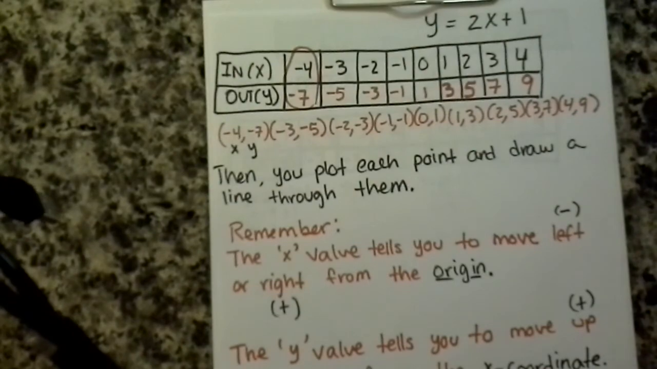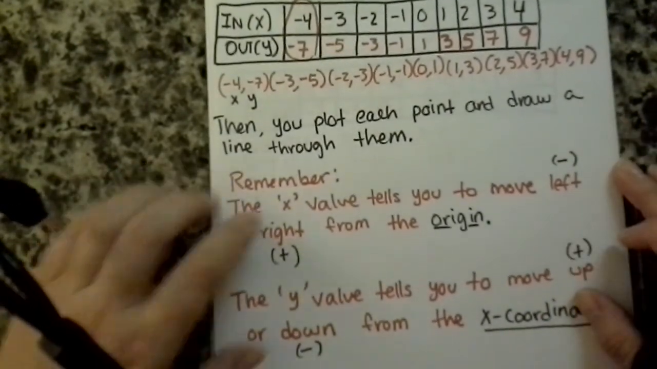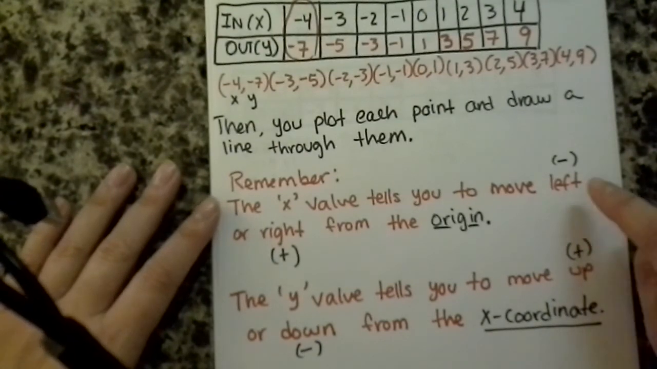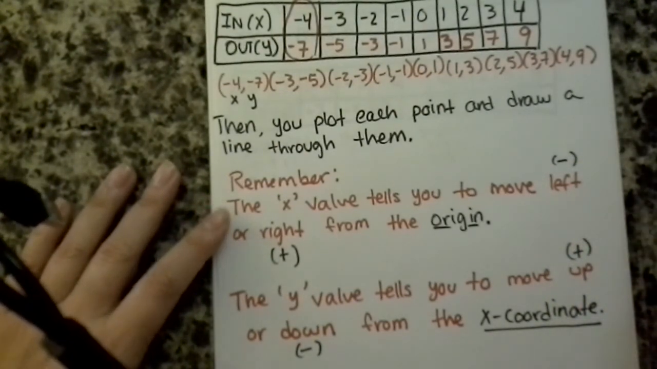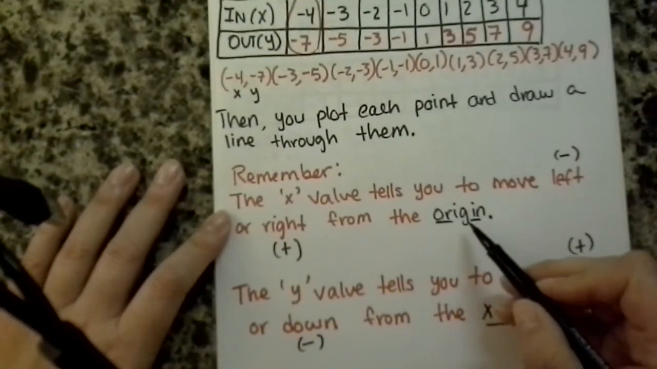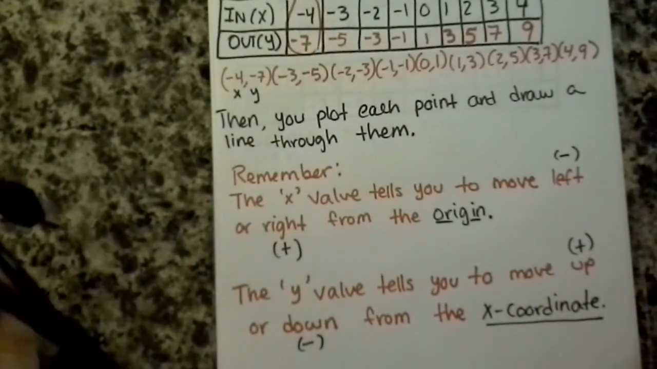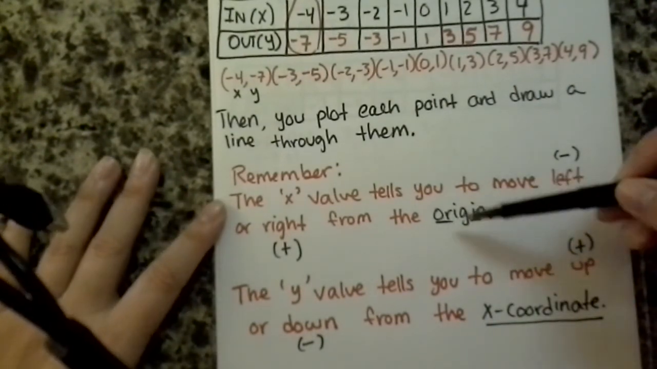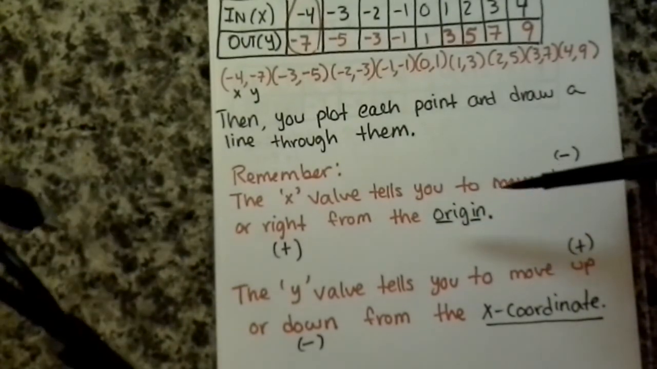Drawing or plotting points. So remember, when we do this, the x value tells you to move left or right. So you're going to move left if the x value is negative. You're going to move right if the x value is positive from the origin. Okay, so you need to know what the origin is in the quadrants, right? In the coordinate plane, where does the origin end up being? And you'll see right now, I actually made a dot in my graph.